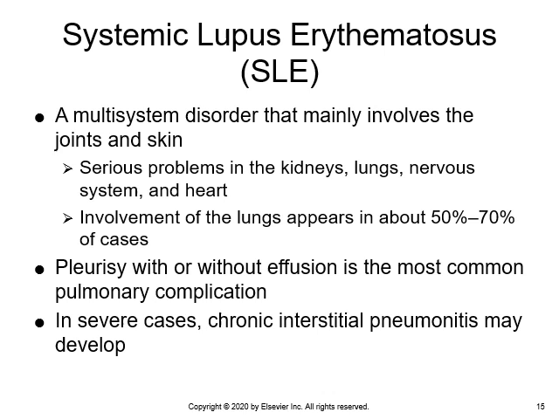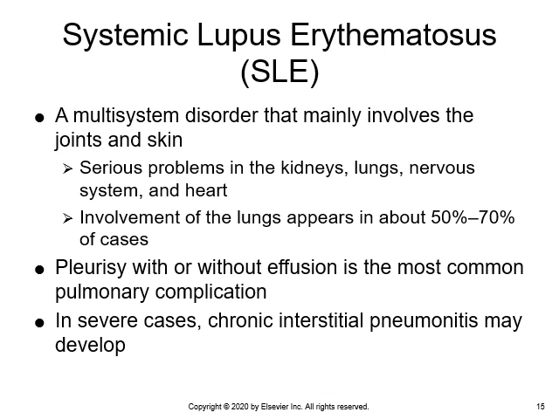Systemic lupus erythematosus is a multi-system disorder that mainly involves the joints and skin. It also may cause serious problems in numerous other organs, including the kidneys, lungs, nervous system, and heart. Involvement of the lungs appears in about 50% to 70% of the cases. Pulmonary manifestations are characterized by pleurisy, with or without effusion, atelectasis, diffuse infiltrates and pneumonitis, diffuse interstitial lung disease, uremic pulmonary edema, diaphragmatic dysfunction, and infections.